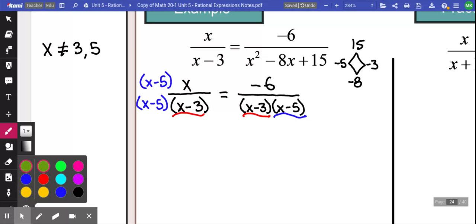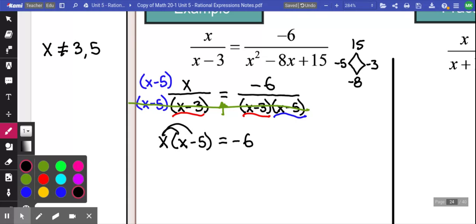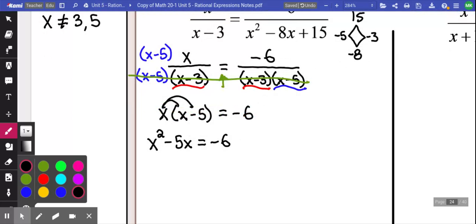Because I have a common denominator and an equal sign, remember that has to be there, I can cross off my bottoms. So I have x times x minus 5 equals negative 6. I multiply the x in, I get x squared minus 5x equals negative 6. I add my 6 to the other side, I get x squared minus 5x plus 6 equals 0.